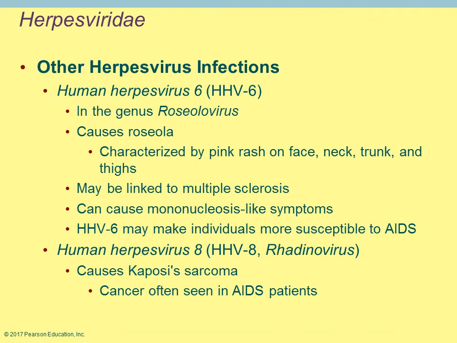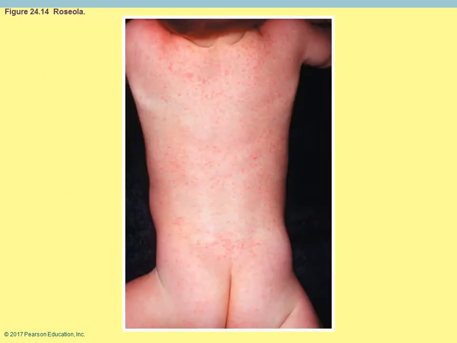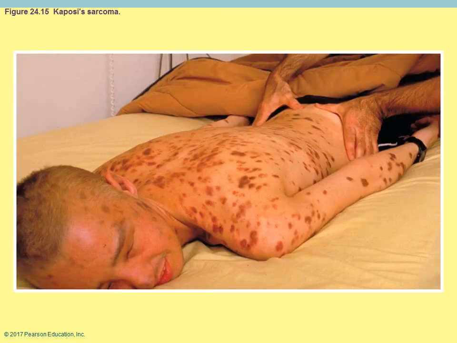Human herpes virus 6 causes roseola. You typically have a slight rash, kind of a pinkish color rash. It can be on the face, on the neck, or on the thighs. You also have human herpes virus 8, which causes Kaposi sarcoma. This is a type of cancer that is prevalent in AIDS patients. So here's the roseola rash, and here's Kaposi sarcoma.